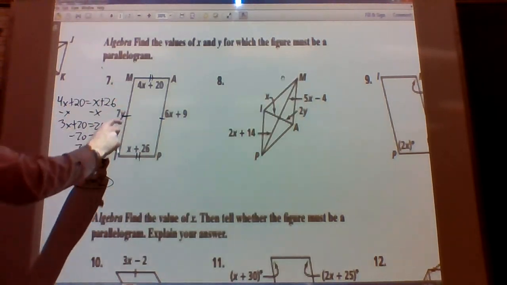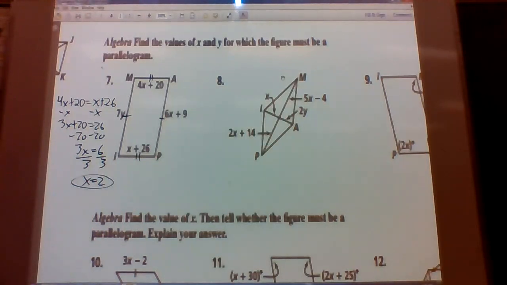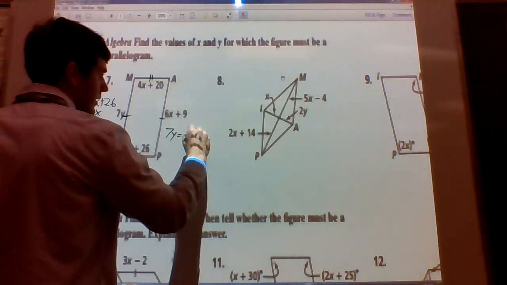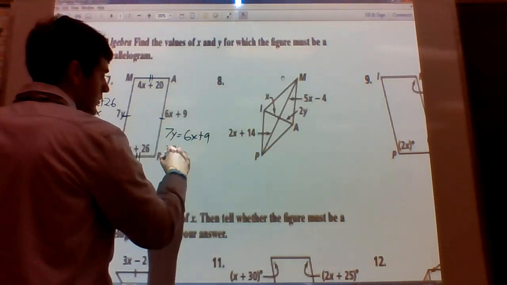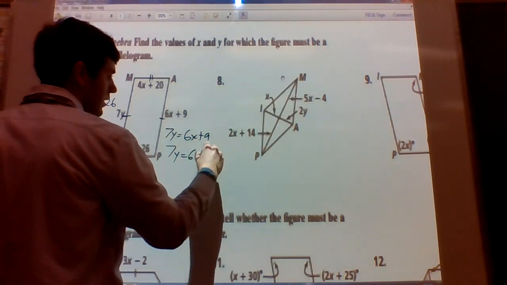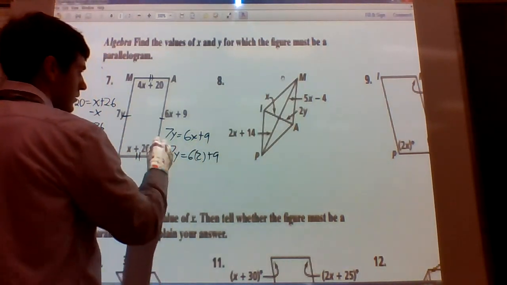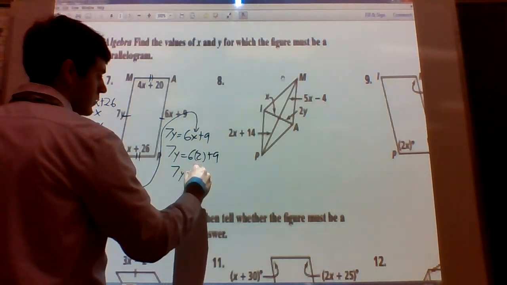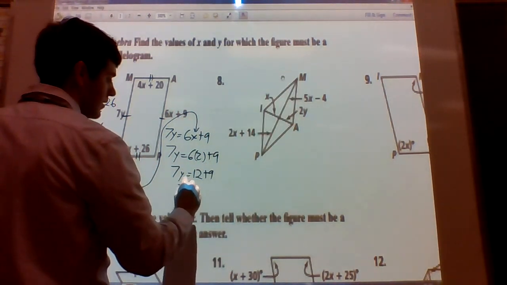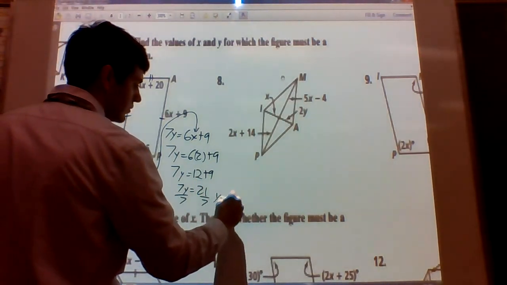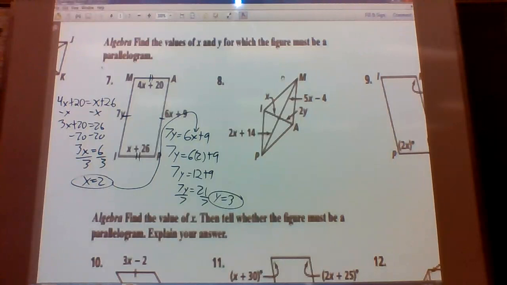We also know MI is going to be congruent to AP because the opposite sides of a parallelogram are congruent. So 7y is going to equal 6x plus 9. Well, we already know what x is. X is 2. So 6 times 2 plus 9. That's 12 plus 9. 21 divided by 7. Y is going to be equal to 3.